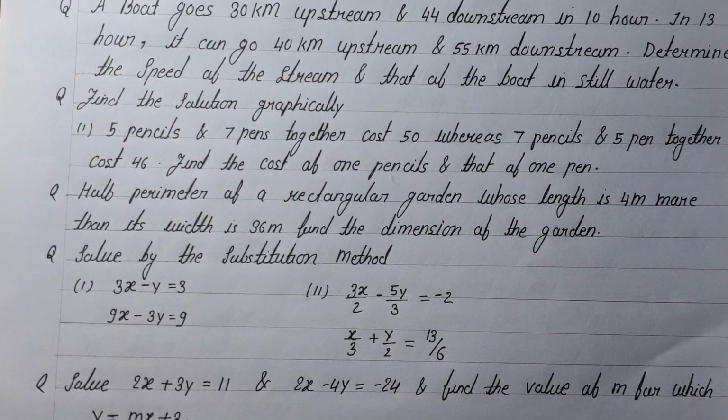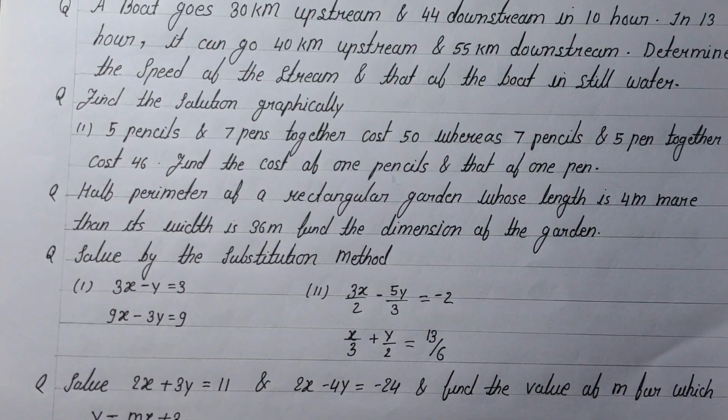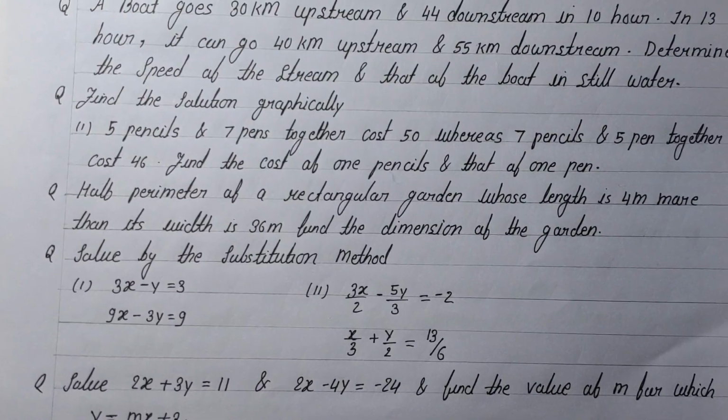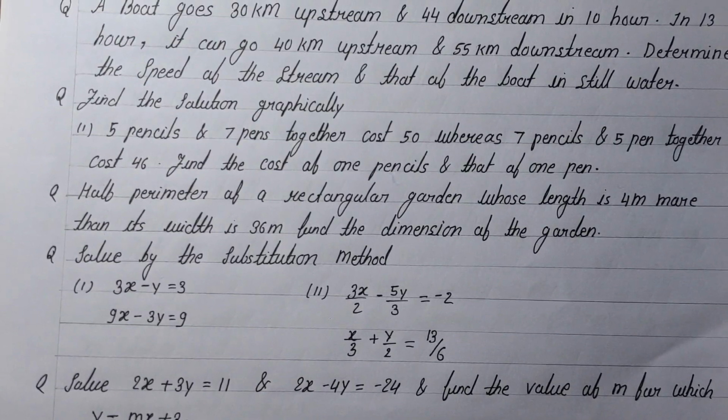First, 5 pencils and 7 pens together cost 50, whereas 7 pencils and 5 pens together cost 46. Find the cost of 1 pen and 1 pencil. Next, half the perimeter of a rectangular garden whose length is 4 meters more than its width is 36 meters. Find the dimensions of the garden. Next, solve by the substitution method. Question first.